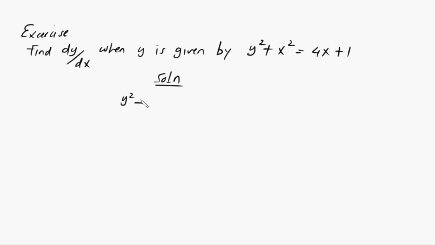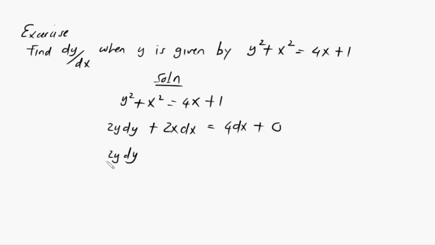So this is my function. As usual, I will differentiate it. Differentiating y squared with respect to y gives 2y dy. Differentiating x squared with respect to x gives 2x dx. Again, here it will be 4 dx, and then this is a constant, which is just 0. So this becomes 2y dy. I'm going to put the dy on this side. This is just going to be 4 dx minus 2x dx. So 2y dy is just going to be equal to (4 minus 2x) dx.